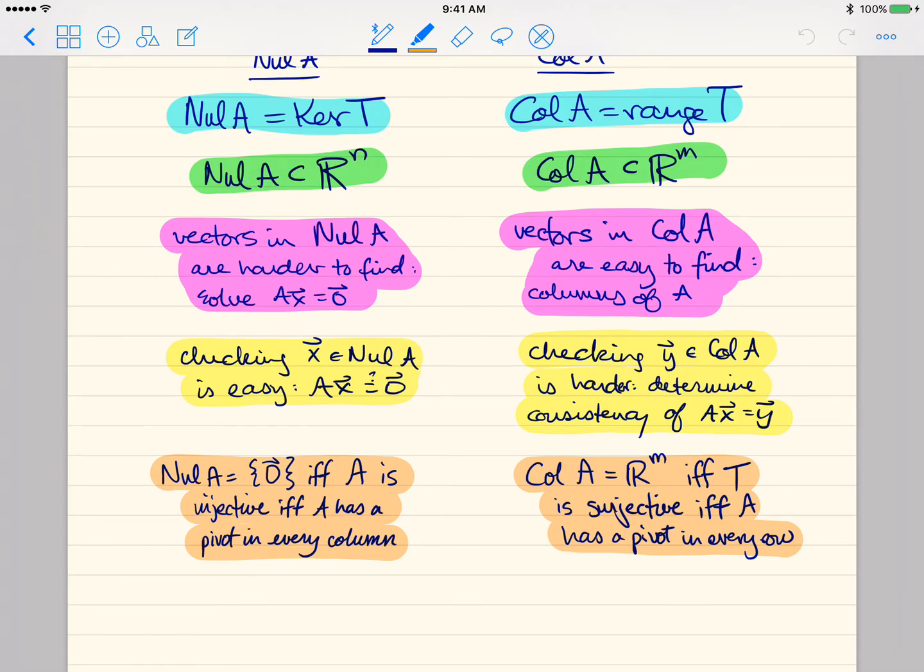Lastly, the null space is equal to the space containing only the 0 vector if and only if A is injective. And in matrix terms, we recognize that by checking whether A has a pivot in every column. On the other hand, the column space of A is equal to Rm if and only if T is surjective, which we check in matrix terms by seeing whether there's a pivot in every row.